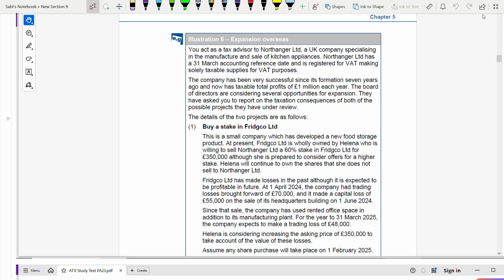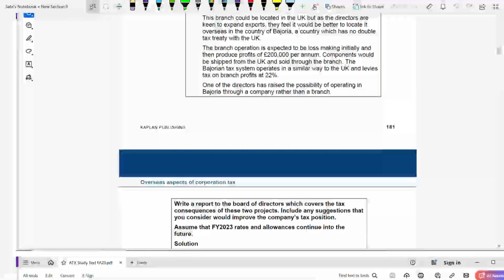Illustration 6, expansion overseas. So here you have two projects from which you have to advise which one to go for. Assume that FY 2023 rates and allowances continue into the future. This is a full-fledged question, how it looks in ATX. You are supposed to write this; it is usually question number 1 for 35 marks. Okay, so write a report to the board of directors which covers the tax consequences of these two projects.